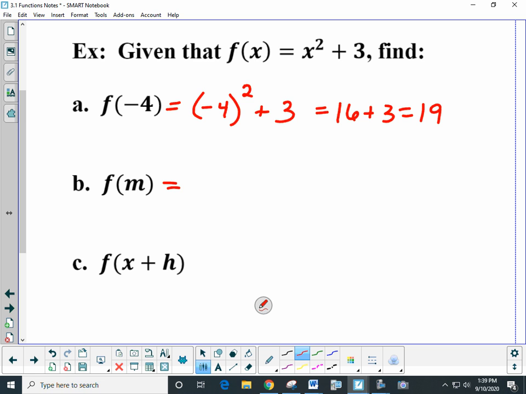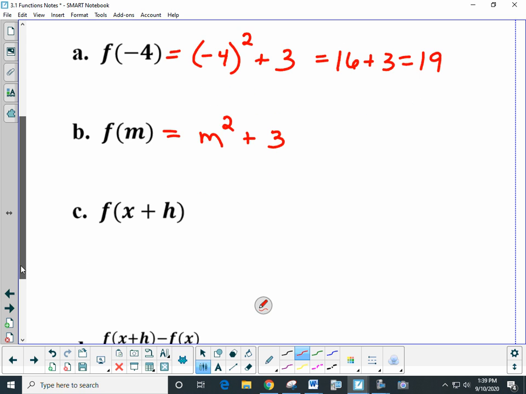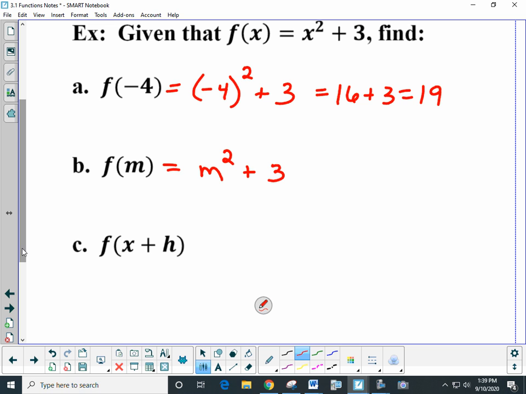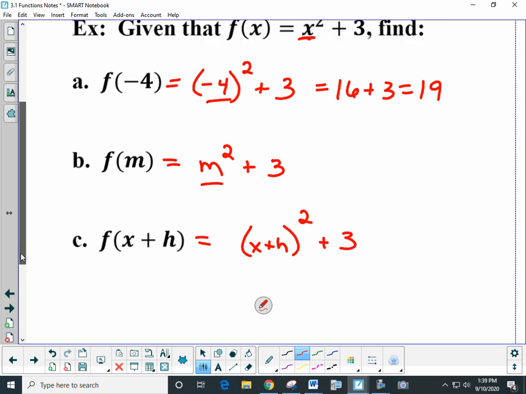F of m simply means put m in for the x. So we get m squared plus 3, not a numerical answer. Some people get a little freaked out by that because there's not just a final number answer. It's okay. We can have answers that have variables in them. F of x plus h means that we're going to take the x out and put something in its place and square it, just like we did with the m and like we did with the -4. But in this case, we're putting in x plus h, squaring it, and then adding 3.